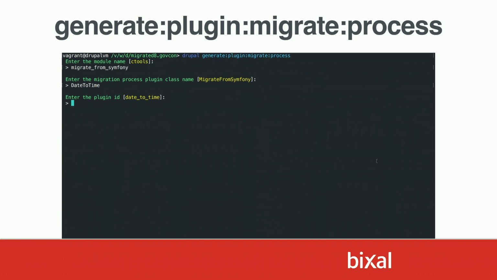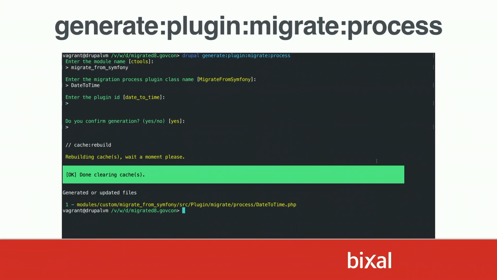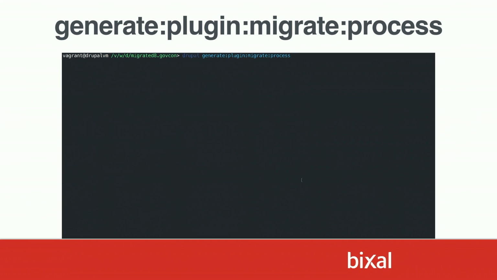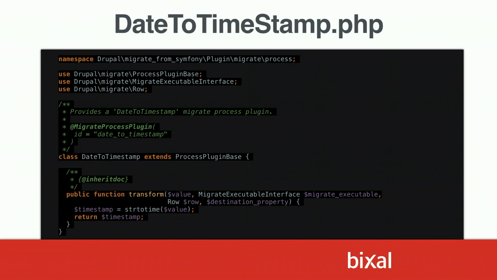The plugin ID is very important. This is what you actually paste into the YAML file. This is the key that will allow the YAML file to know which plugin you should be using for that field specifically. And this is how it looks. This is my plugin to transform a date to a timestamp.